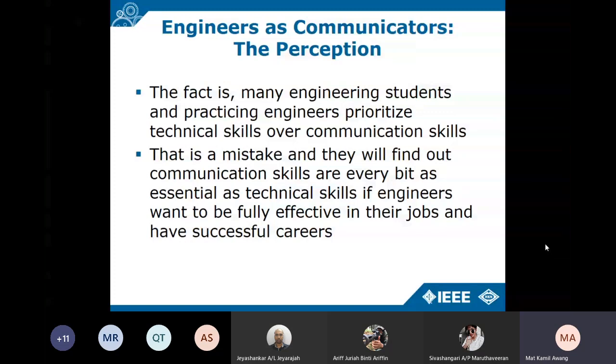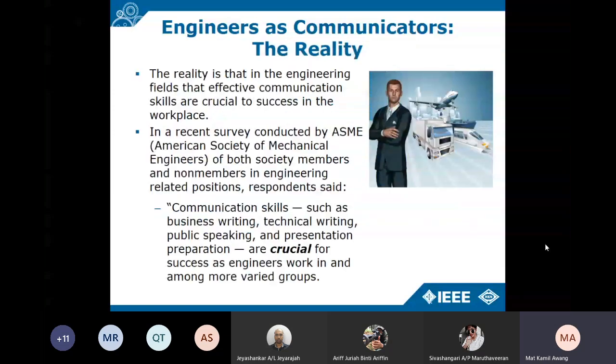So communication skill is as important as the technical skills. Even sometimes communication skill overtakes the technical skills, if you want to move up the ladder in the organization, right? Especially if you want to be managers. If you want to stay in the technical ladder, you are not going to go into the management ladder. Maybe the technical skill is more important than the communication skill. But if you want to be a manager, you have to have better communication skills. Right? This is the reality, basically.